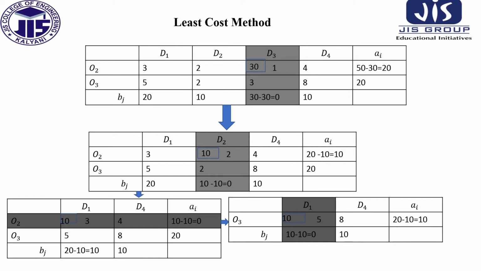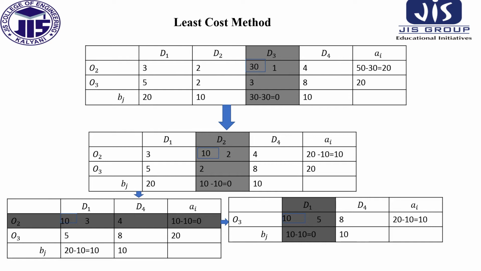In the next table, among all the values, again we check which one is the minimum: 3, 2, 4, 5, 2, 8. Here the minimum value is 2. Two twos are there, so we can choose any one arbitrarily. We have chosen here the 2-2 cell.